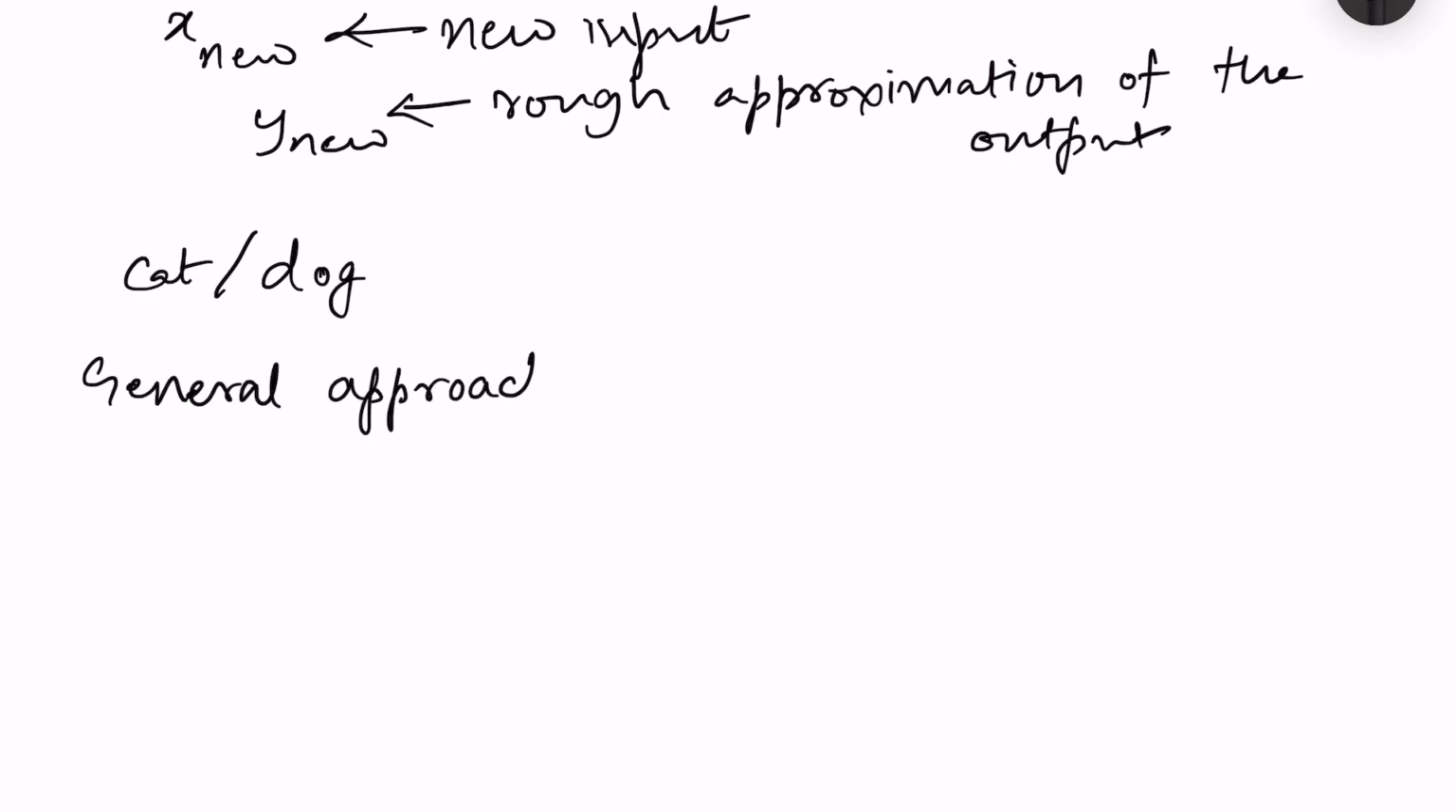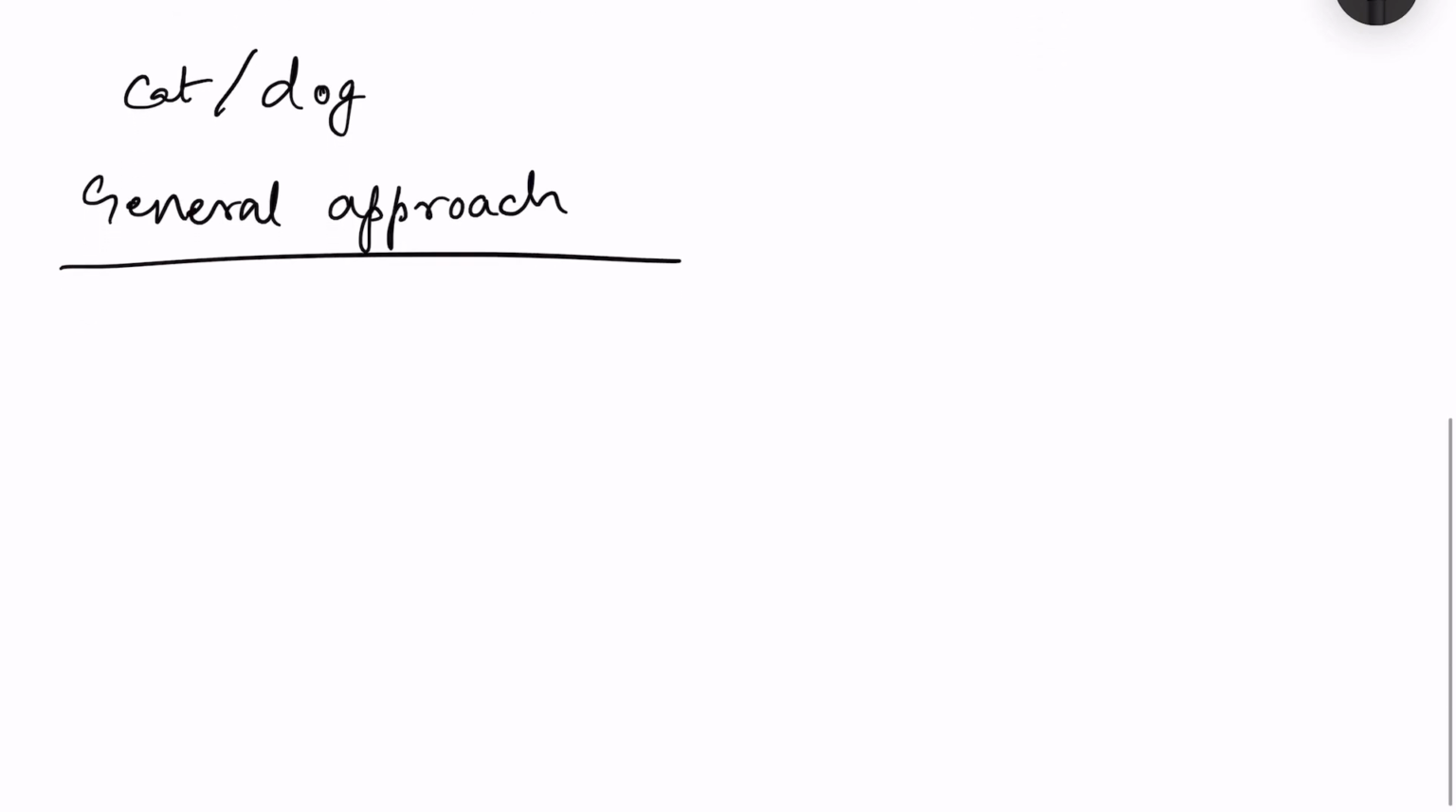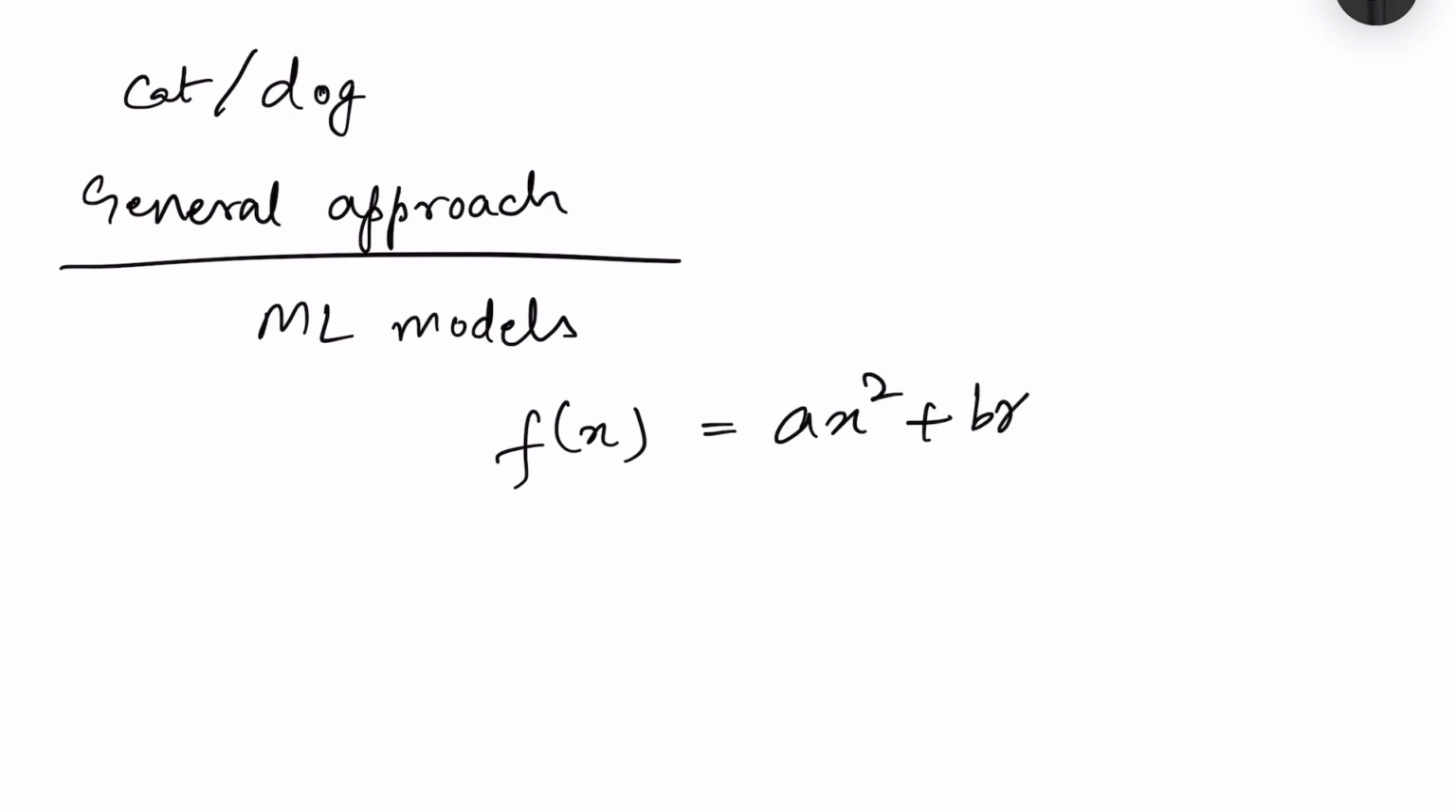So there are a lot of ML models to choose from. A model is basically some kind of skeleton or structure. For example, you can say that my function probably looks something like this: f of x equals ax squared plus bx plus c. You are assuming that the function you're trying to approximate is quadratic. So this is the model, and this a, b, and c become the parameters.